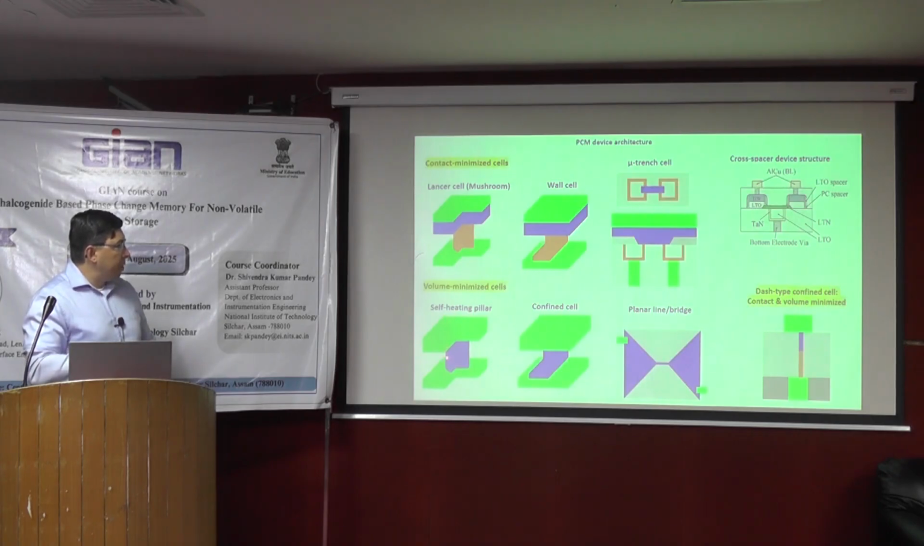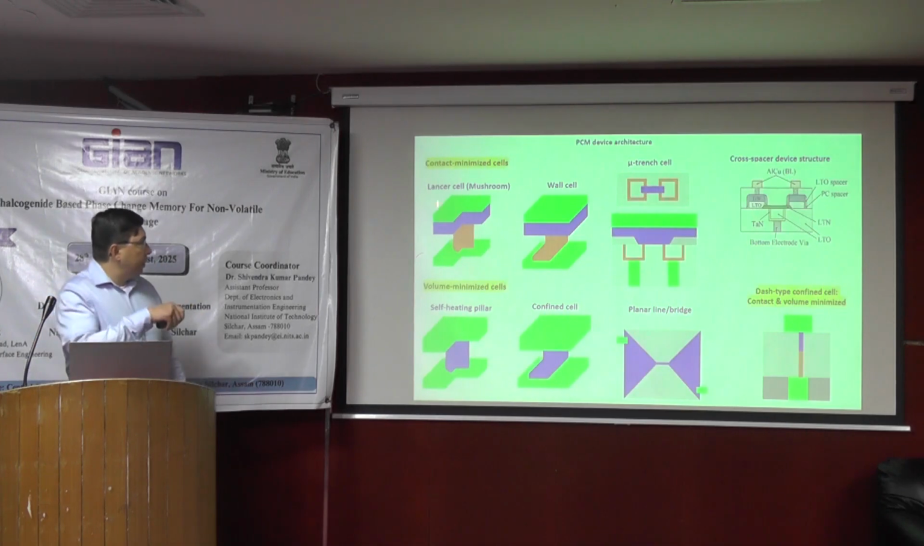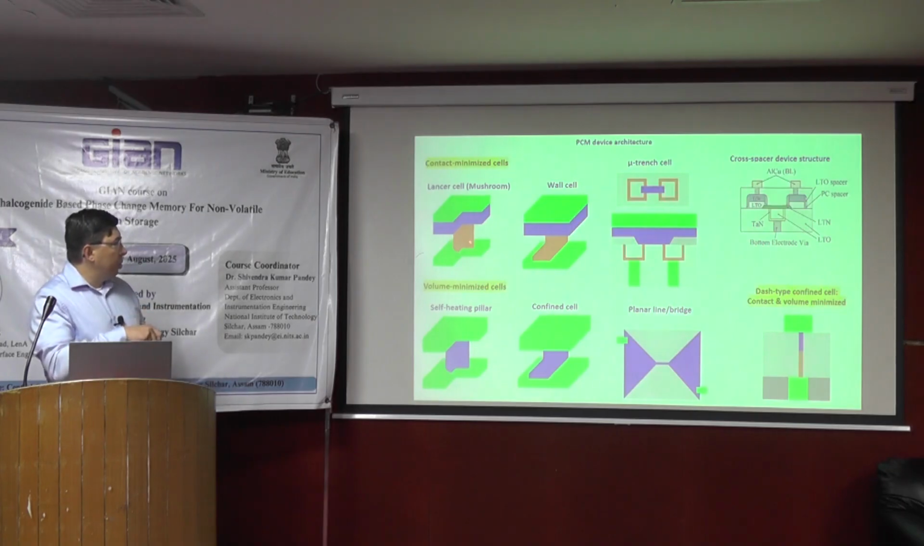Here you minimize the volume of your phase change materials to reduce the melting current. Similar to the mushroom cell, but here you don't have the heater. In confined cells, it's also pretty much the same. You replace the heater here by phase change materials.